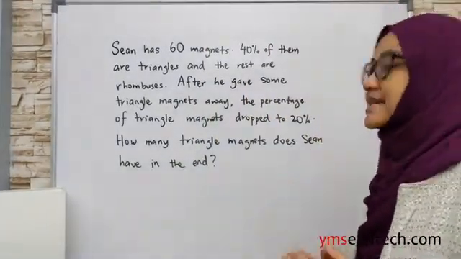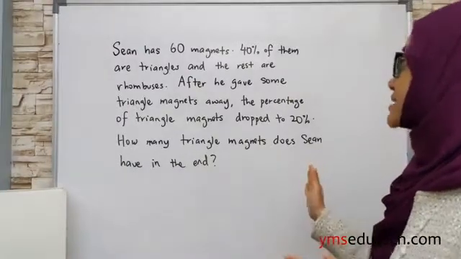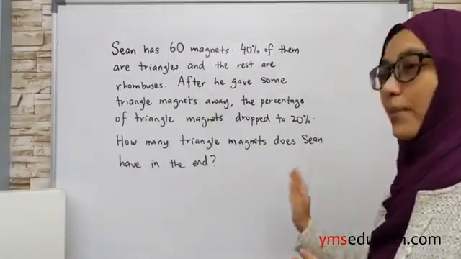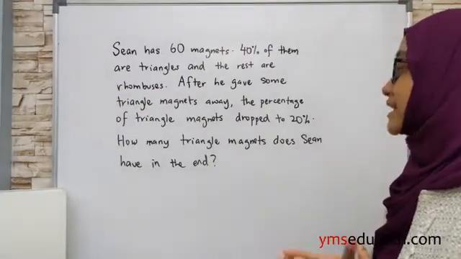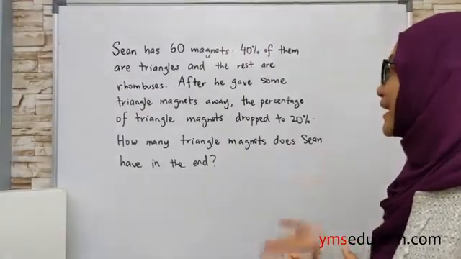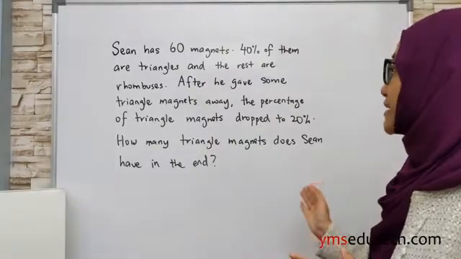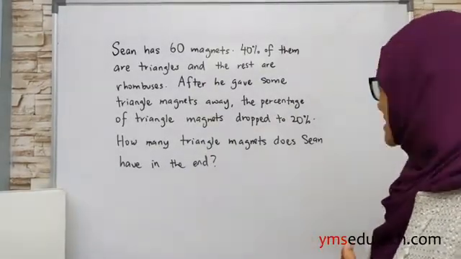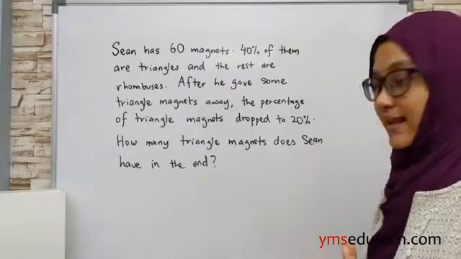Sean has 60 magnets. 40% of them are triangles and the rest are rhombuses. After he gave some triangle magnets away, the percentage of triangle magnets dropped to 20%. How many triangle magnets does Sean have in the end?